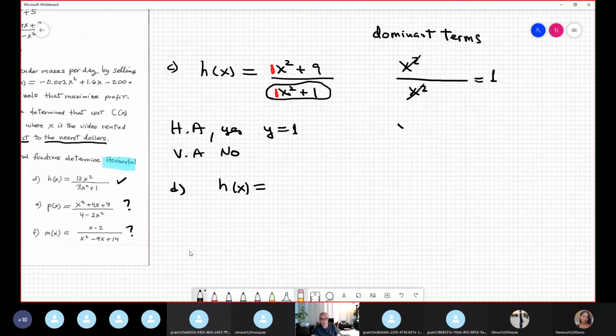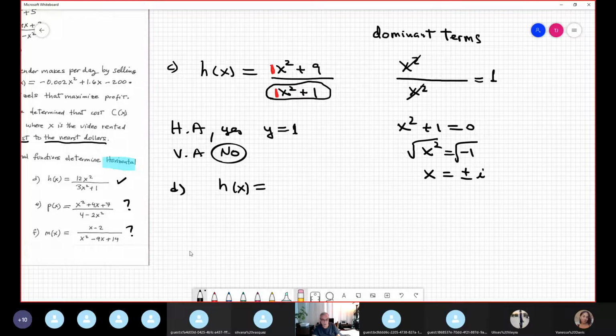Don't try this: x squared plus 1 equal to 0 gives x squared equal to negative 1. But when you find the x value and apply the square root, it's plus or minus i. That is the reason there is no vertical asymptote. Do you understand much better now?